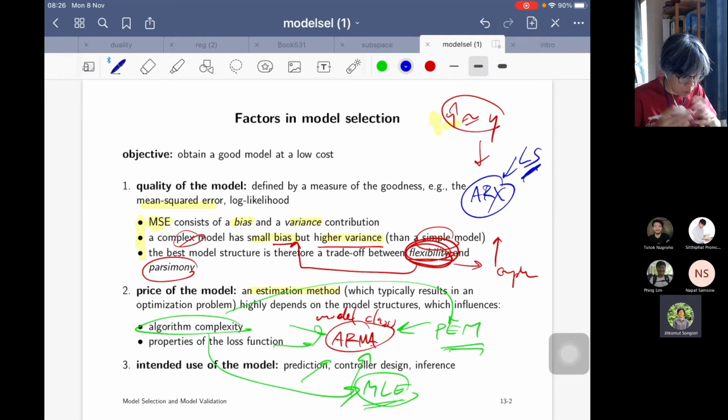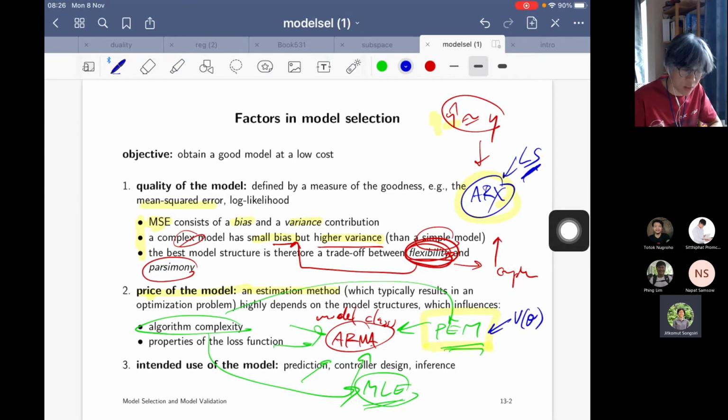So when you take a look at the model choices, please keep in mind the computational effort that depends on the model class. And we can see more examples with PEM as well. Remember, when we talk about PEM, it requires the choice of the cost function, the loss function V.